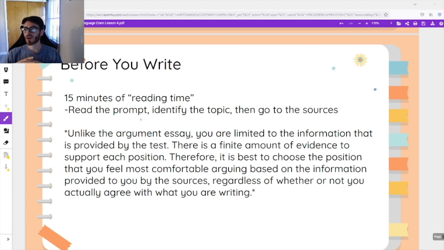You should not argue a position if only one of the 6 or 7 sources supports that position. It's going to be very, very difficult to do that, especially since you must use at least 3 sources. So you're going to want to look at the sources first before you've even chosen a position. Identify what's going on in the sources, and then use that information to decide what position you are writing about.